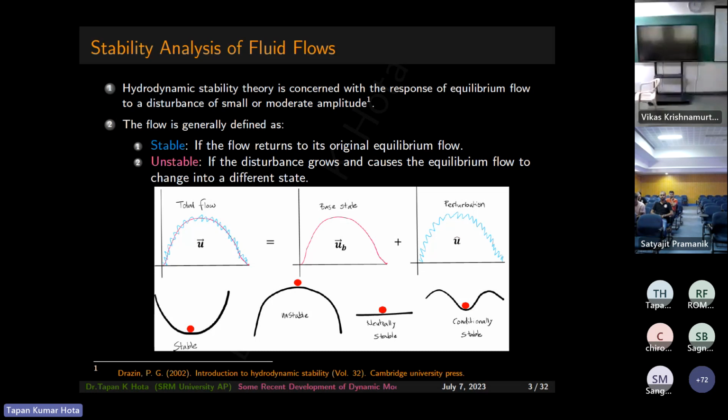The amount of force you apply, it will roll that much distance. Its fate is its dynamics, eventually the same from t equal to 0 to t equal to delta t. For conditional stability, a small force will make it roll down and come back to its original position, but a moderate, maybe a little higher amplitude may take it to another state. So it is conditionally stable. This is the layman's point of view of what is called stability analysis.